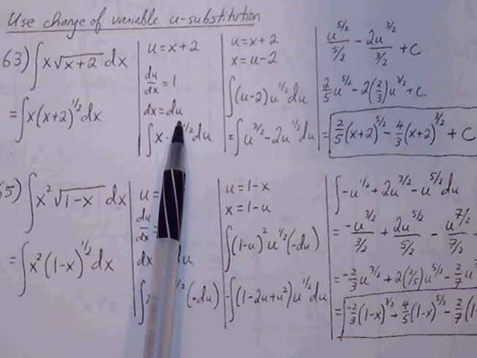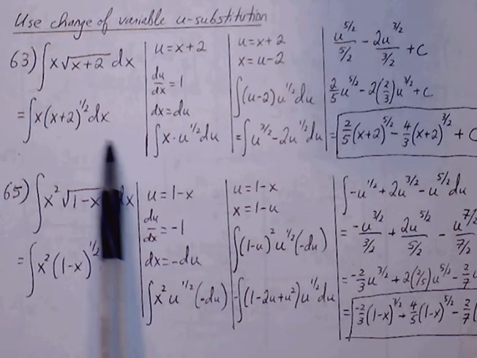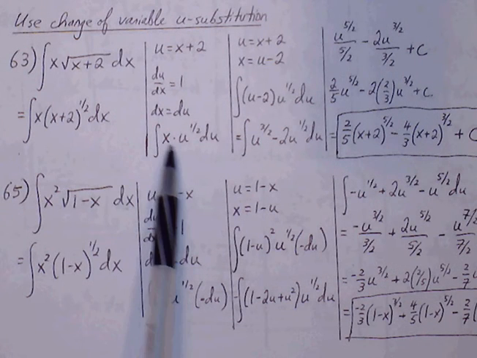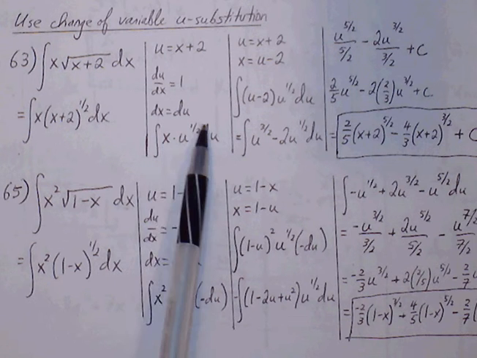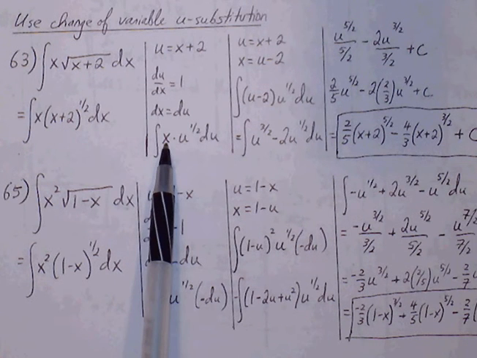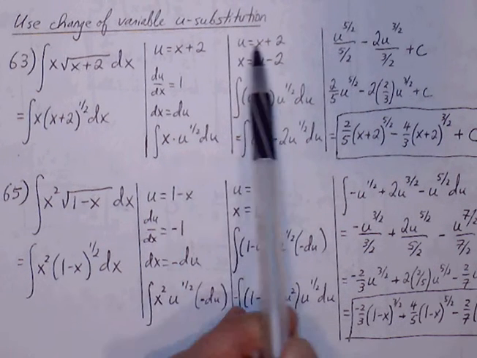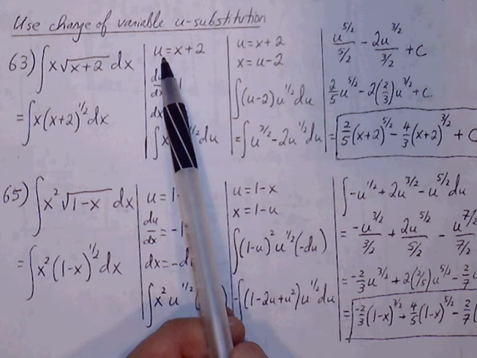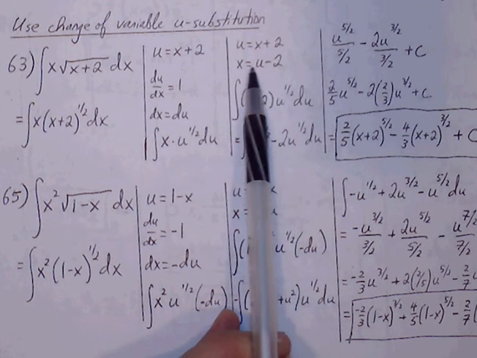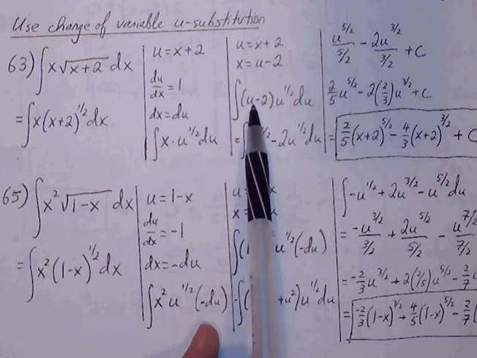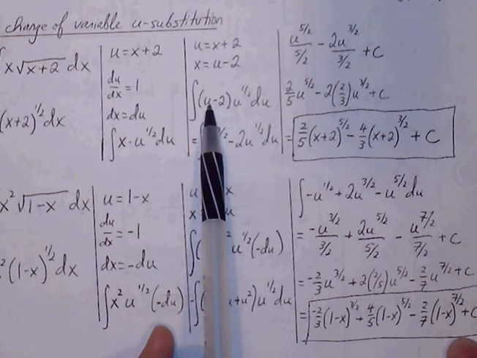And now we start making our substitutions. X does not get replaced, so we leave that alone. X plus 2 gets replaced with u, so we have u to the 1/2. Dx gets replaced with du. This x is still standing, still to be taken out. So the way we do that is we look at the relationship between u and x, which is u equals x plus 2. If we solve for x, x equals u minus 2. So now we can replace x in terms of u, which will allow us to continue with the problem.